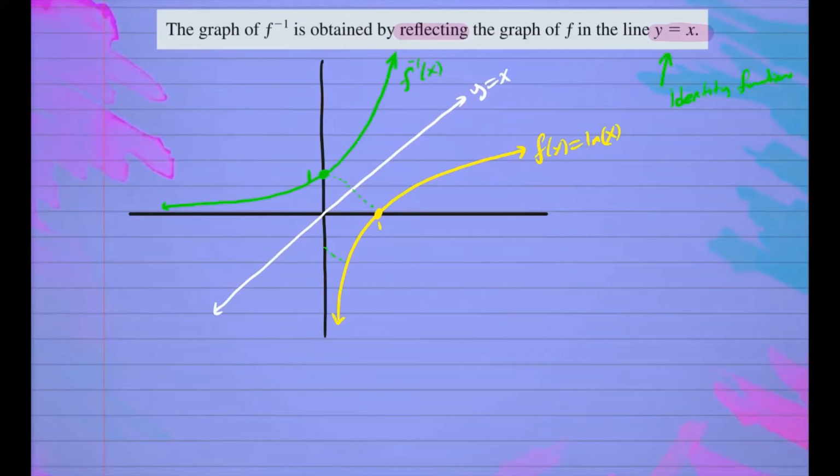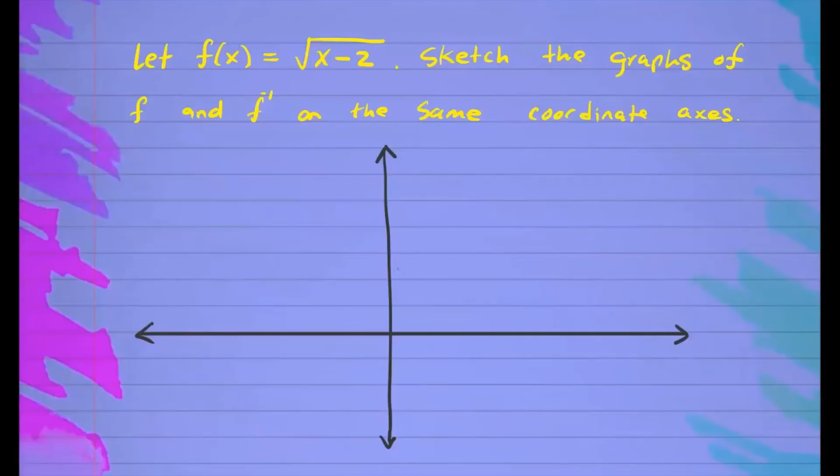And by now you're probably familiar with this. This is the graph of the exponential e to the x. Let's go ahead and try to graph this function and its inverse on the same coordinate axis. So f of x equals square root of x minus 2. So that's the graph of square root that's been shifted 2 units to the right. So let's say right here. And we know square root of x looks like this. So this is the graph of f of x, which is the square root of x minus 2.